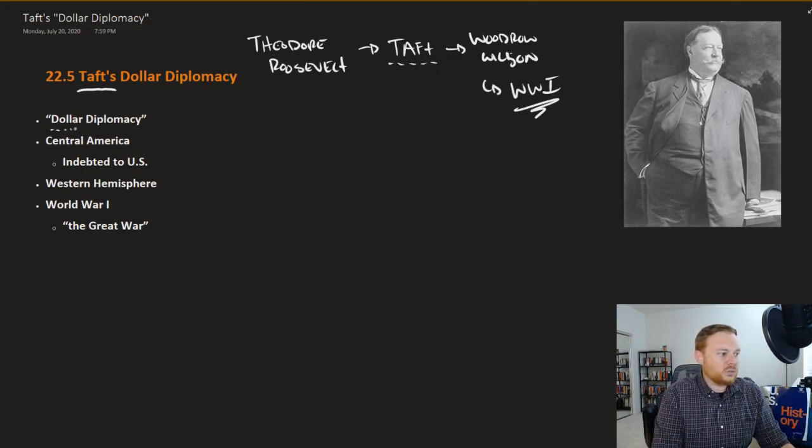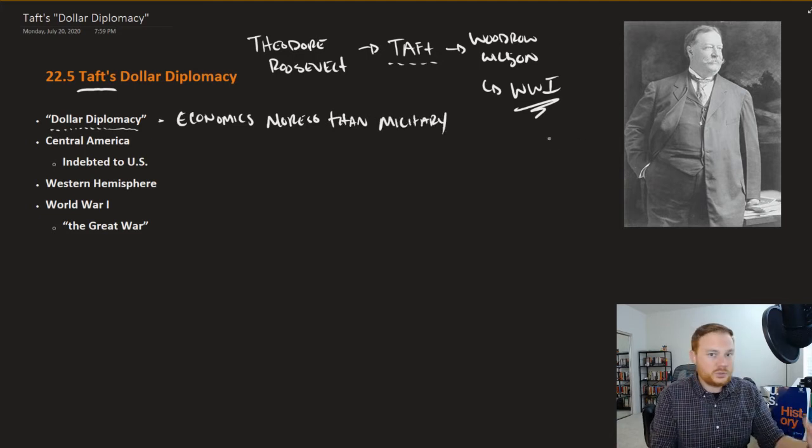Taft used something that was known as dollar diplomacy, which is a foreign policy much more based off of economics, more so than military. So whereas before we saw instances like the Spanish-American War lead to more acquisitions, Taft really is trying to shy away from that and use more of the economics on it.